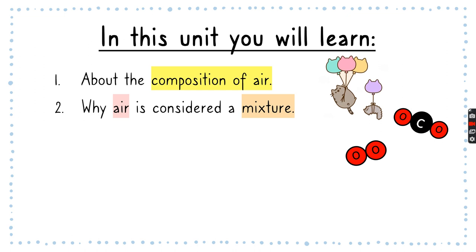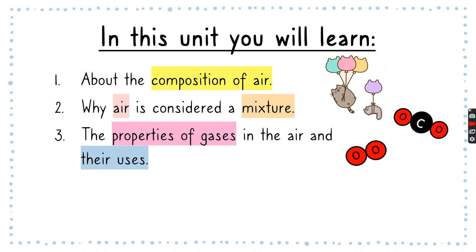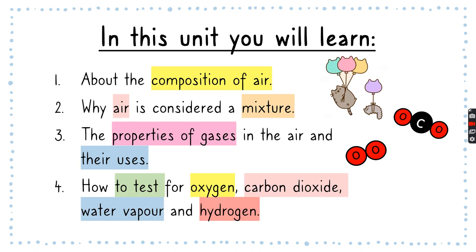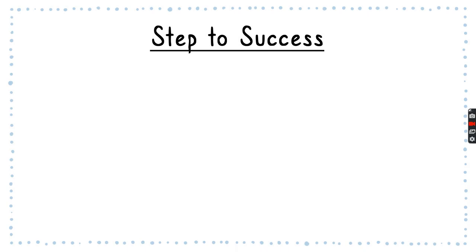So we're going to see what is the term mixture, and why is air a mixture instead of a compound or just an element. Number three, the properties of gases in the air and their uses. And also number four, we're going to look at how to test for the main gases in this topic. We're going to look at oxygen, carbon dioxide, water vapor, and also some other gases. But today we're not going to look at hydrogen because that's quite a bigger unit than this. So we're going to look at that in another lesson.